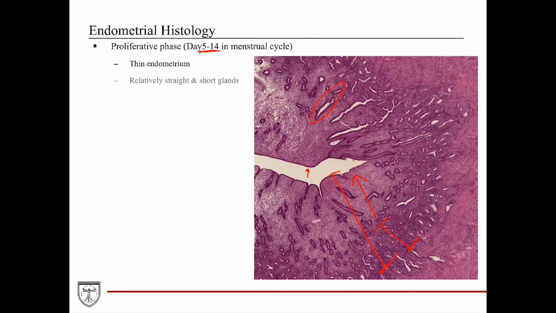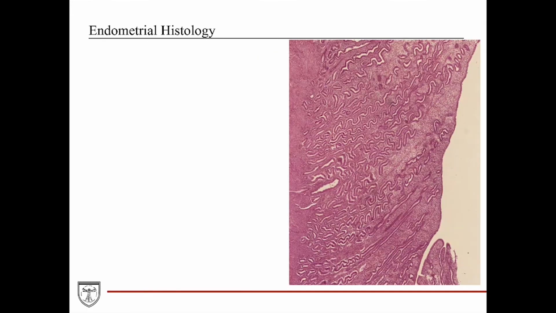This phase is also characterized by the lengthening uterine glands or the endometrial glands, and these glands are relatively straight and short, if you will. So when we look at the glandular epithelium or glandular morphology, they stay relatively thin and straight. The next phase in endometrial histology is the early secretory phase.